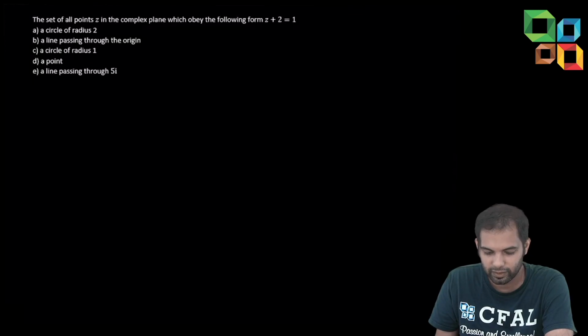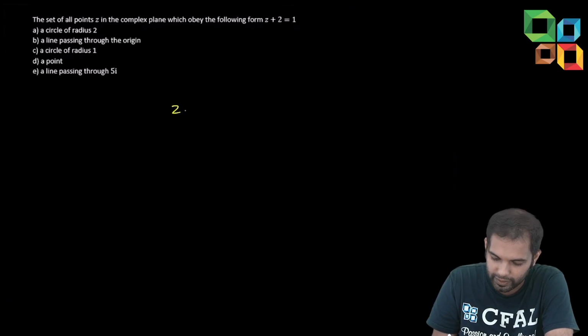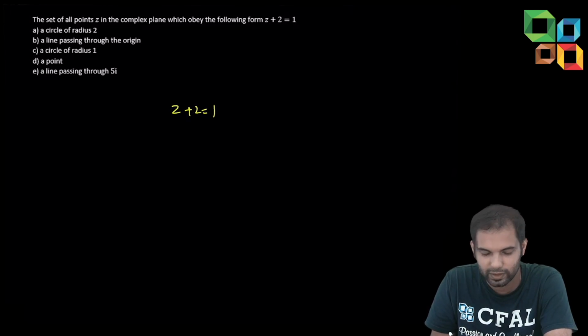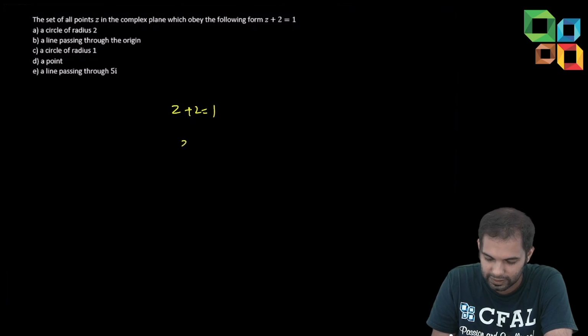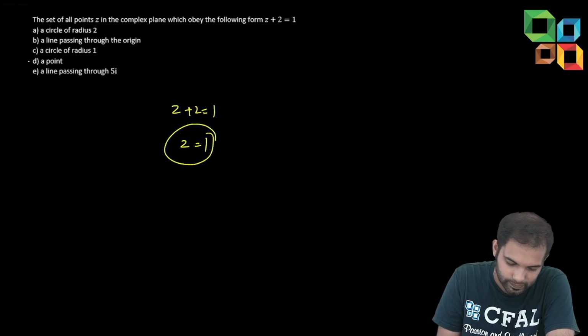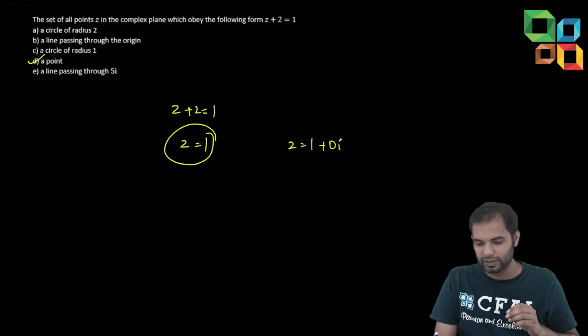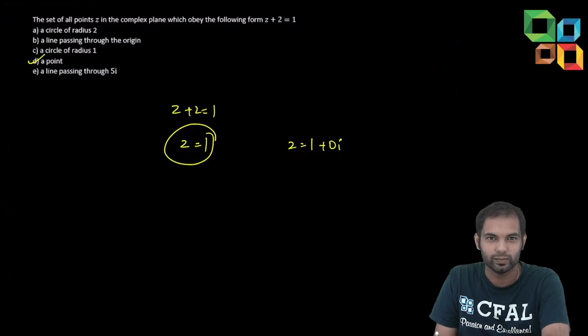Okay, again, you have time to find the set of points which obey z plus 2 is equal to 1. Okay. Now look at this. It looks somewhat similar. This is nothing but z equal to 1. We had seen modulus of z equal to 5 and z equal to 1. They're totally different. This is nothing but a single point, because z equal to 1 is nothing but a point where the real part is 1 and imaginary part is 0.